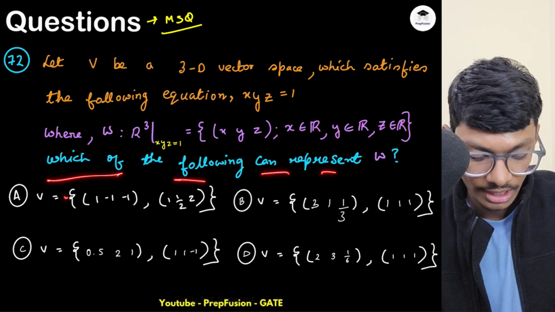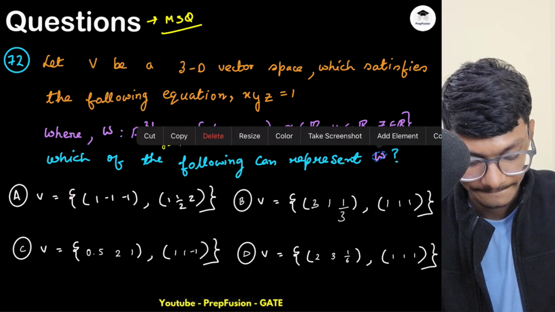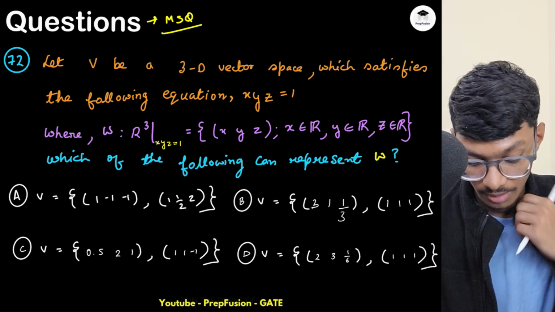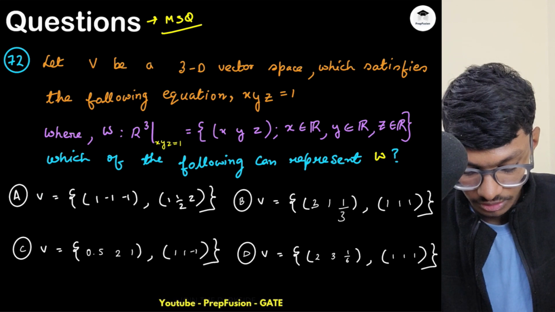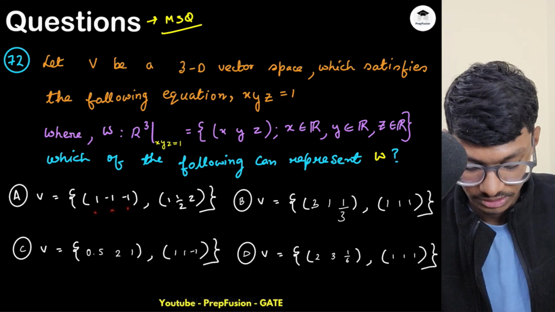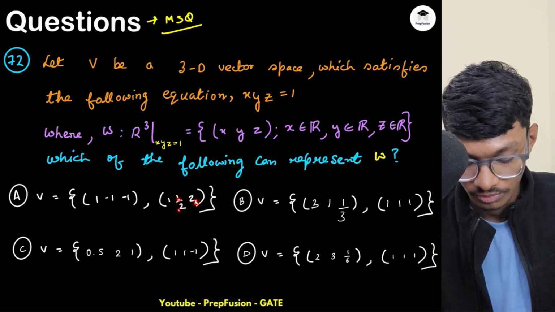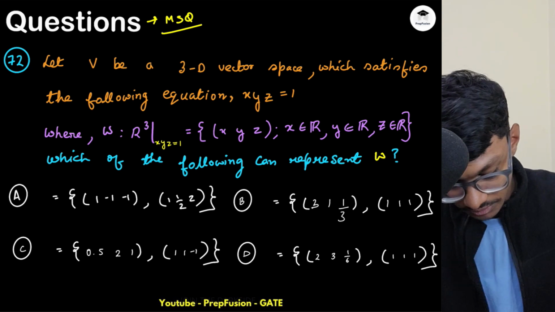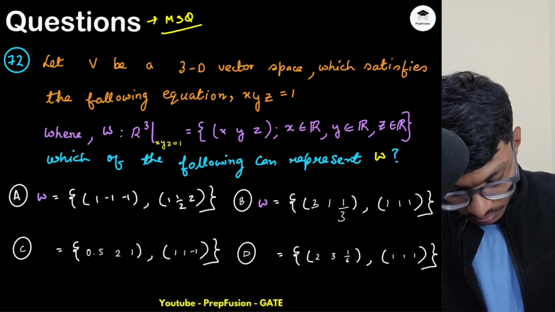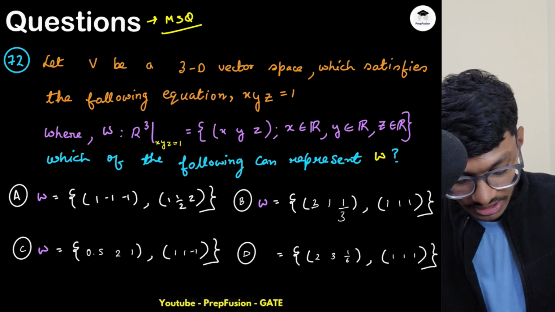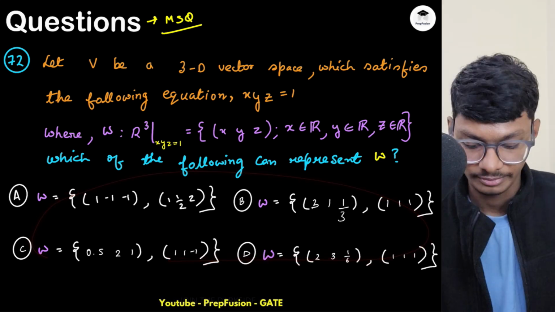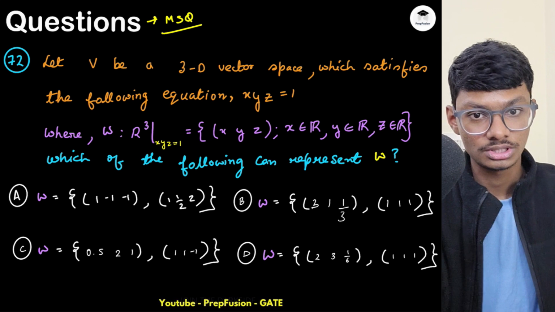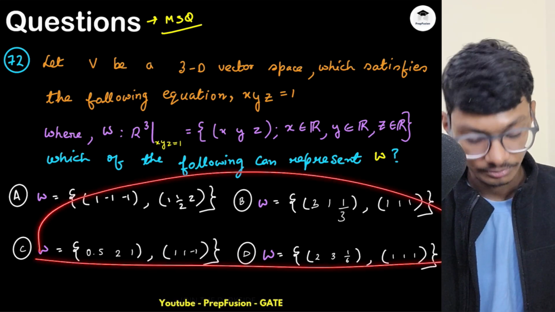Which of the following can represent W? Which of the following is true? Basically, if the vector is 1, minus 1, minus 1, and then 1, 1/2, 2. Sorry, I should write all of these as W, not V. My fault, all of these are W. All of these are in V, this is correct because these are sets of 3D vectors. But which of these are W? V will be the larger set because all of them are in V, but are all of them in W?